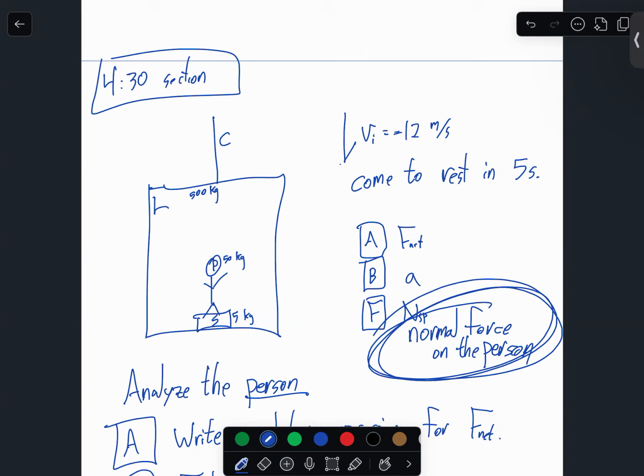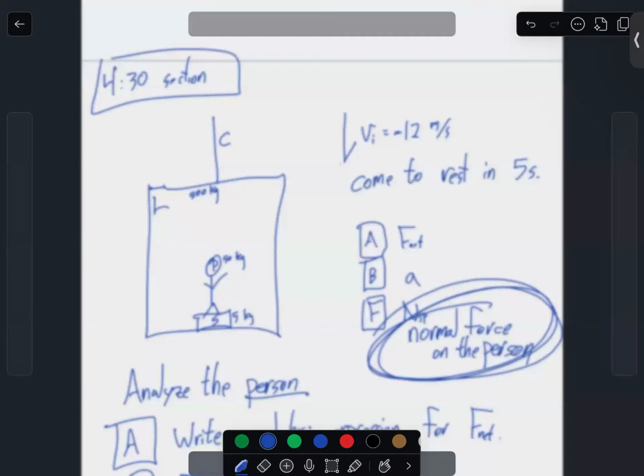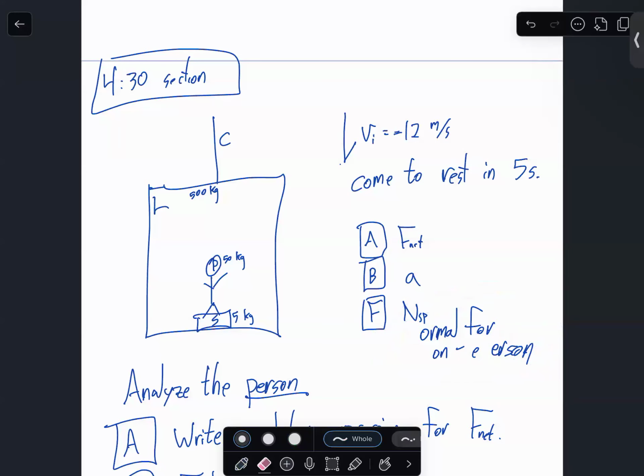Is that good? The mass of everything, including the elevator and what's inside it. I want you to go to question H. We're going to do the same process. You can look at this process that I walked you through. It is the same thing. I'm just applying it to a different system.